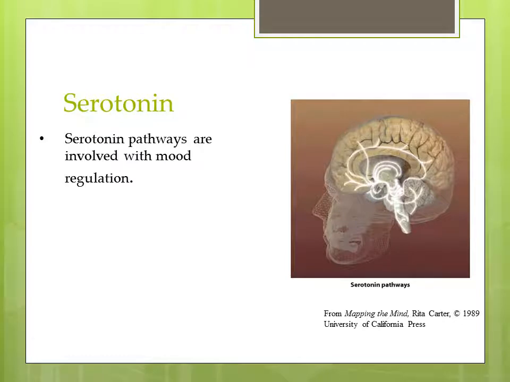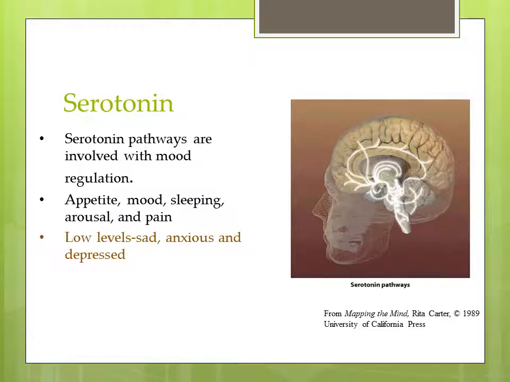Serotonin. Serotonin is involved with mood regulation. It affects our mood, our hunger, our sleep, and our arousal. Again, there's appetite, mood, sleeping, arousal, and pain. Low levels of this can make us sad, anxious, or depressed. Undersupply can lead to depression. The drugs that help raise the levels are often known as Zoloft, Paxil, Prozac. And another drug that can heighten your awareness here is LSD and ecstasy.